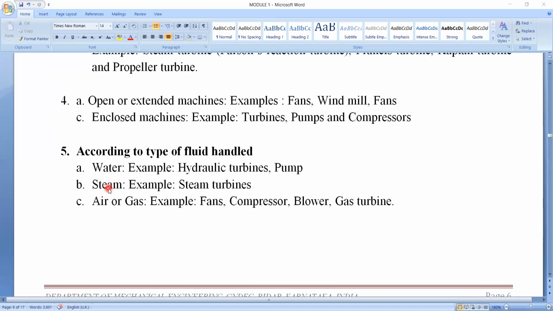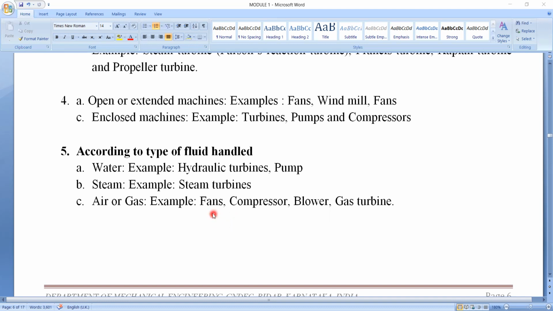Fine. The next one is the steam turbine. The De Laval turbine is the best example for the steam turbine, and the Parsons reaction turbine. These are the two examples of steam turbines, where high pressure, high temperature superheated steam is used as a working fluid. Next, the third type is the air or gas turbine.